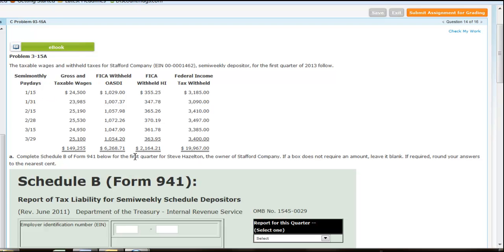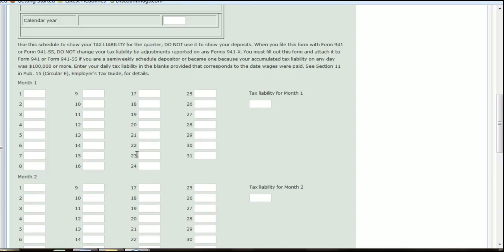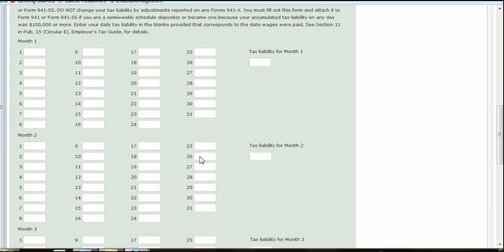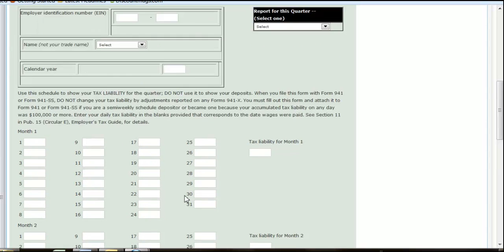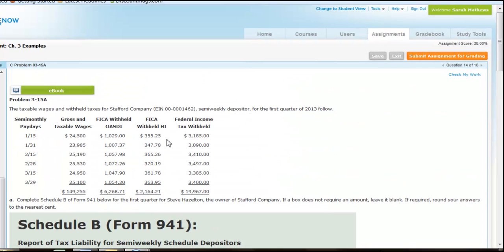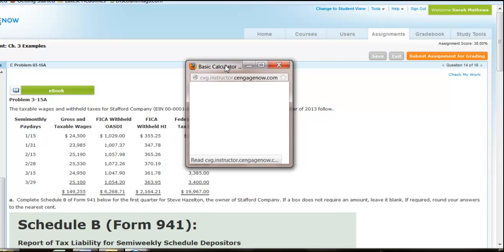So for January 15th, what we're going to do is we'll go down here, and on each day that we had a pay period, we'll record the amount of our tax liability. For January 15th, this is just the employee's portion. If we add all three of these together, that's the total amount that was withheld. But then we also have to calculate the employer's portion, which is going to be 24,500 times 0.062, and then 24,500 times 0.145. So I'll get my calculator up here and show you what I'm talking about.